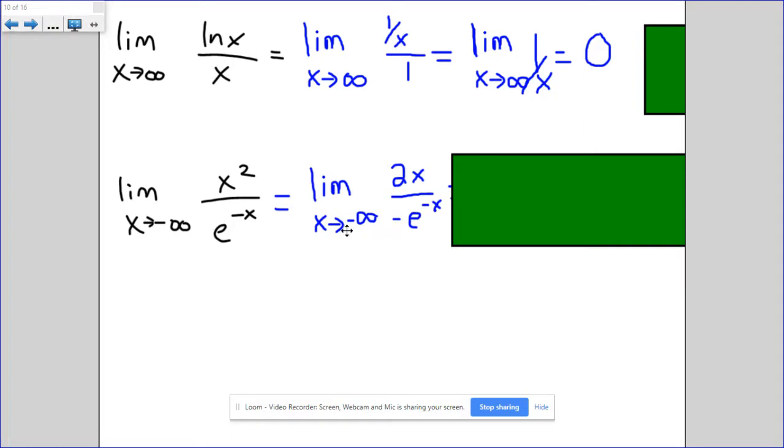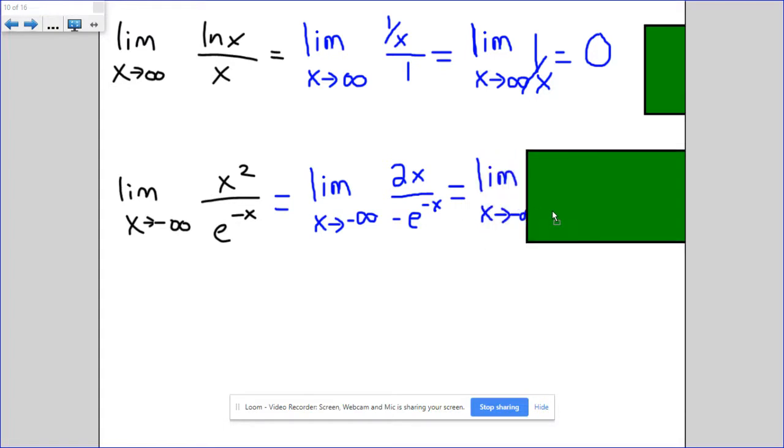Okay, so now, as x approaches negative infinity, the top is approaching negative infinity, and so is the bottom, because the negative infinity is canceling out with the negative there, but we have a negative out front, so we're still getting infinite over infinite. It's still indeterminate. That means we need to take the derivative again.